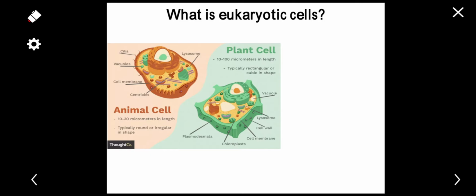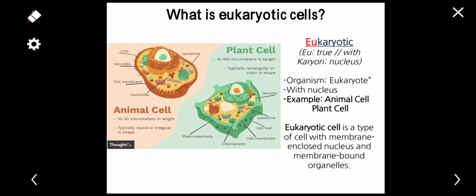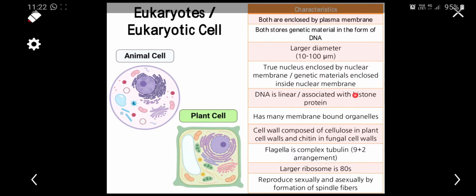Alright, what is a eukaryotic cell? A eukaryotic cell is much different from a prokaryotic cell. So there are two examples of eukaryotic cell, animal cell and plant cell. Both are eukaryotic. Why are these two cells known as eukaryotic cells? Because they have a true nucleus, or eu means true nucleus. Examples are animal and plant cells, and they have membrane-bound organelles, and the nucleus has its own membrane. Okay, so these are the characteristics.